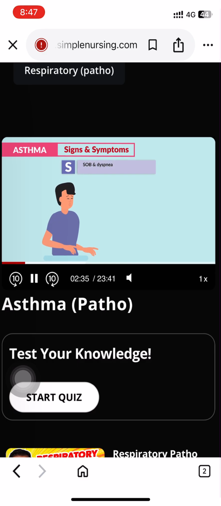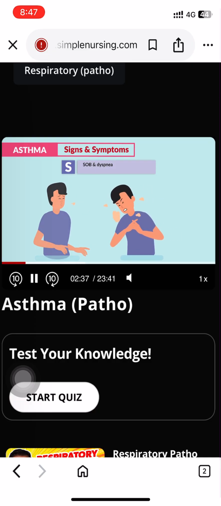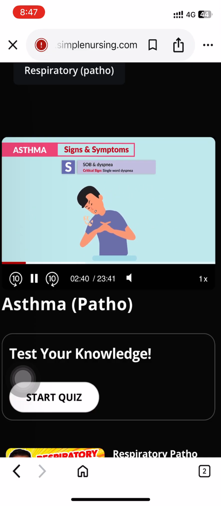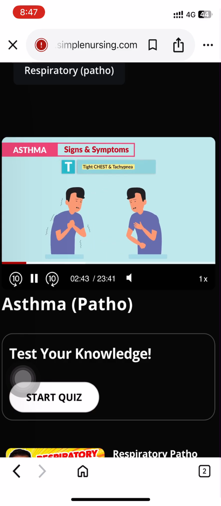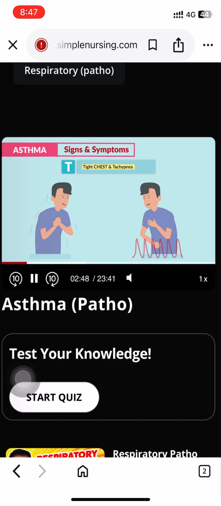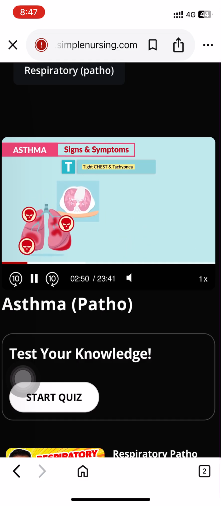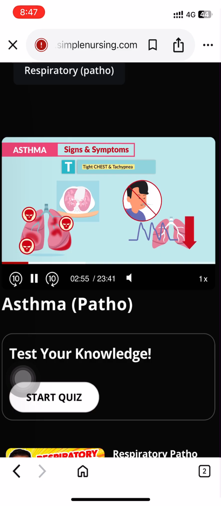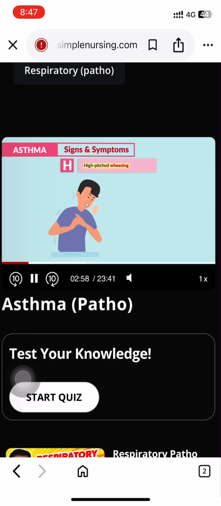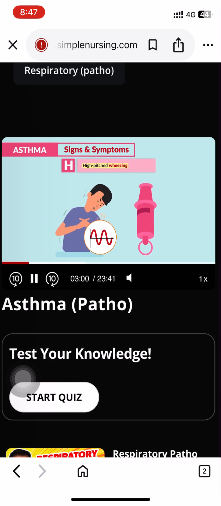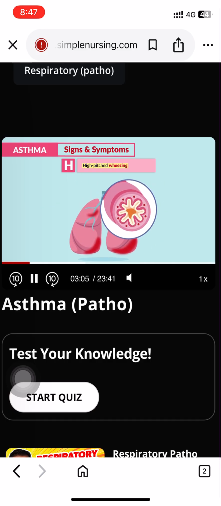S is for shortness of breath and dyspnea, that difficulty breathing. And a critical sign here is single word dyspnea. T is for tight chest and tachypnea, that fast respiratory rate. So just think about it here. Air trapping in those inflamed lungs leads to tachypnea, a rapid respiratory rate. You're unable to take a full deep breath. H is for high-pitched wheezing, probably the most classic sign of an asthma attack. It sounds like a whistle, due to that inflammation causing narrowed airways, sounding a lot like this.